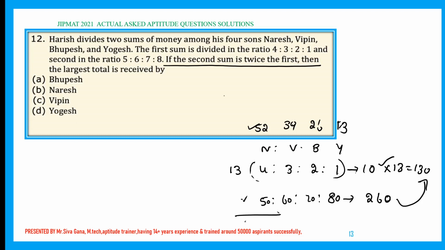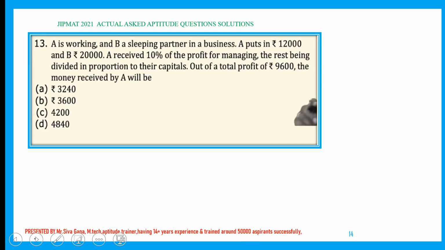50 plus 52, 102. Now Vipin how much? 60 plus 39, 99. Bhupesh how much? 20 plus 76, 96. Yogesh is how much? 80 plus 13, which is nothing but 93. The largest total is 102, which is Naresh. Good, simple, smart thinking question.